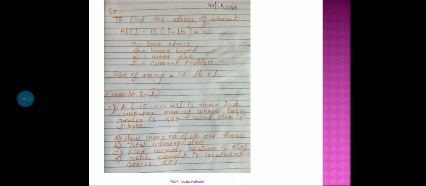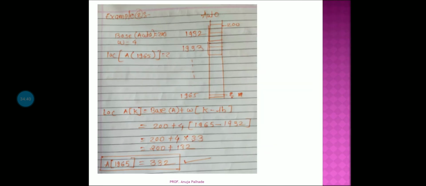Then we have to find A of 10, meaning at the 10th index we have to find which address is there. So let's use our regular formula. The base address is given in the example itself, that is 459. So 459 plus 10 minus the lower bound, multiplied by the word per size. So 509 is the starting address for the index A of 10. So this one is the total address calculation for all of you.